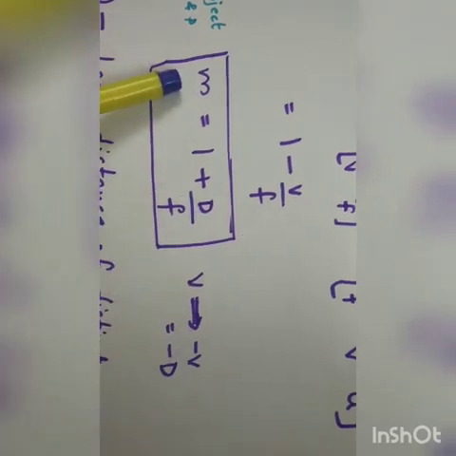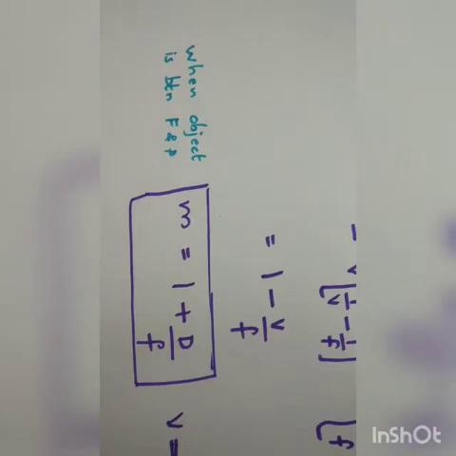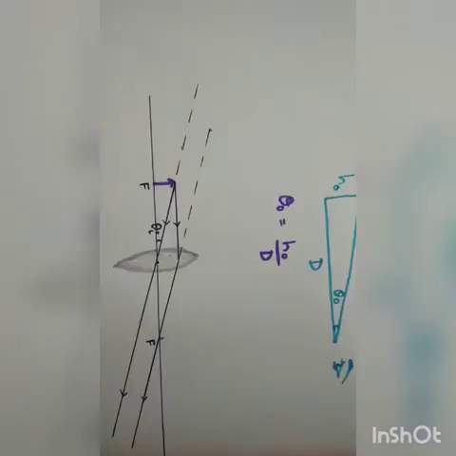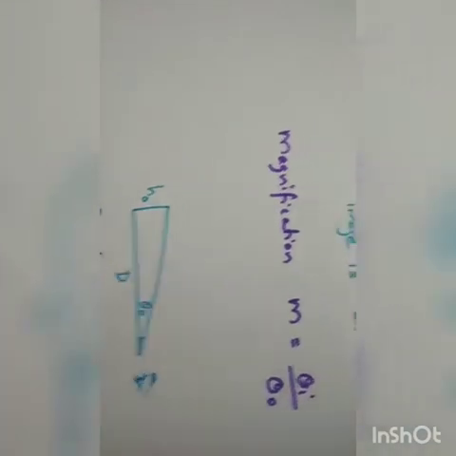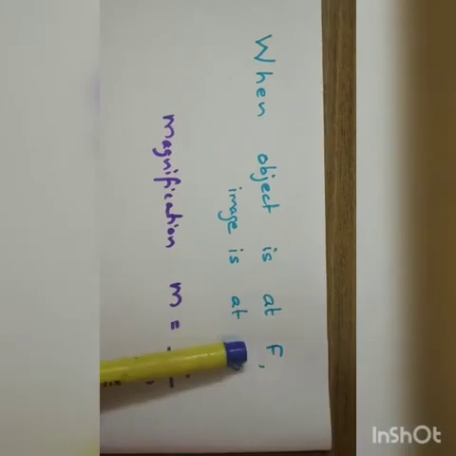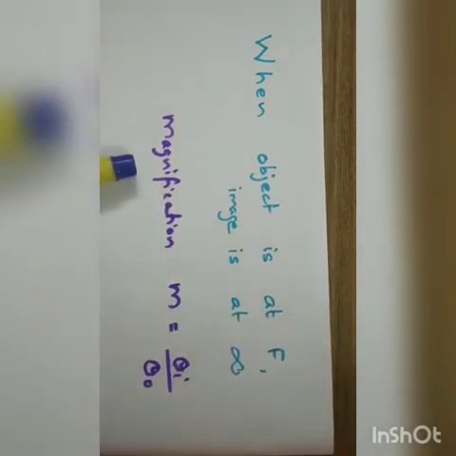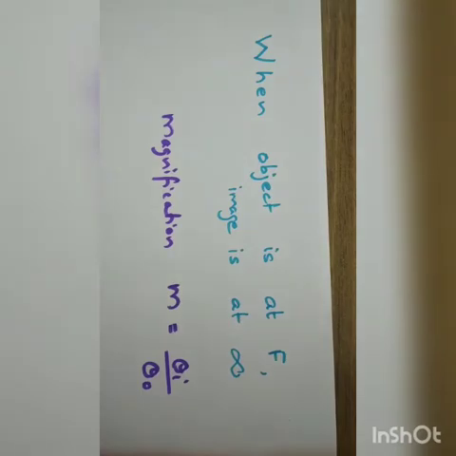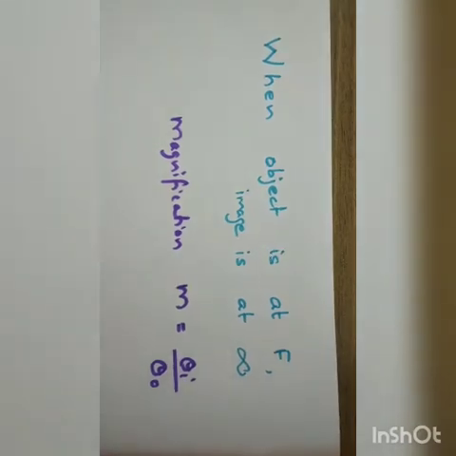Okay, so for magnification we got the formula 1 plus D by F. So we got the formula M is equal to 1 plus D by F when the object is between F and P. Now just imagine we are placing the object at the focus. When the object is placed at the focus, we get the image at infinity. In that case, what is the magnification? When the object is at the focus, the image is at infinity. In that case, we cannot measure the position of the image. There, we are using another method.